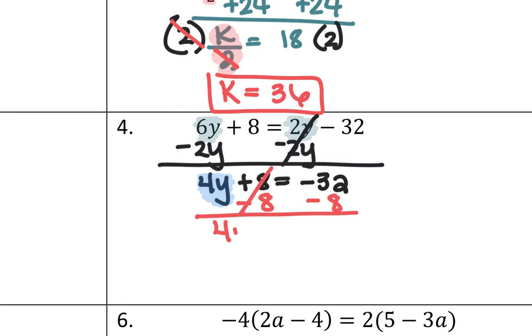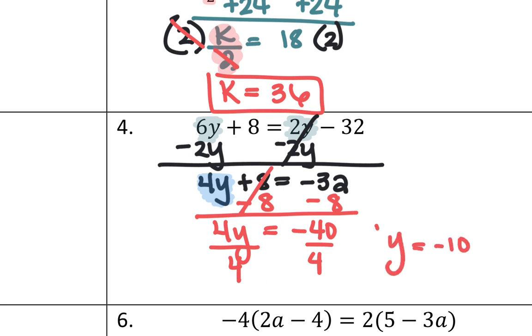All right, we have 4y equals. Now remember, in the calculator, you need to enter this as negative 32 minus 8. First one's a negative, second one's a minus. All right, that's going to give us a negative 40. All right, let's divide by 4. And y is going to have a value of a negative 10.